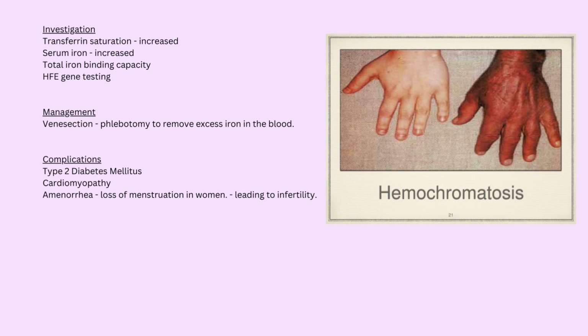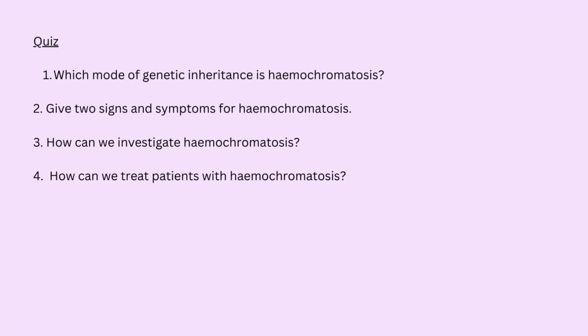The iron can also build up in the heart, leading to dilated cardiomyopathy, as well as complications such as type 2 diabetes mellitus. Now, here are some questions for you to have a go at. The answers can be found in the previous slides in the recording.